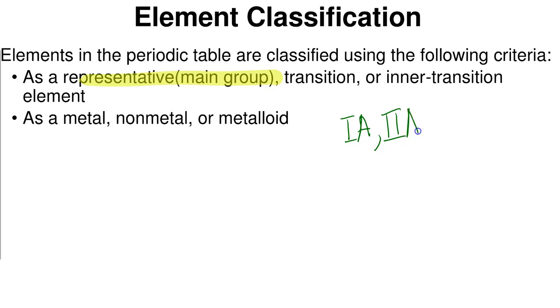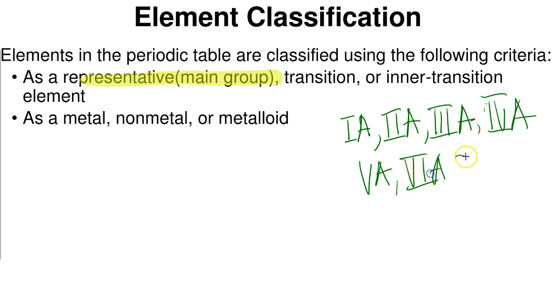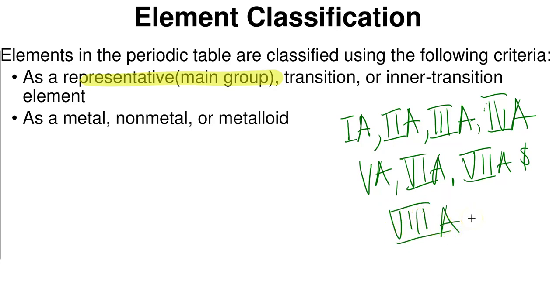Group 2A, 3A, then group 4A, group 5A, group 6A, group 7A, and then group 8A. So those are the main group elements. We'll classify them as transition elements, and the inner transition elements as well. And then we'll take a look at the broader classification that classifies them as metals and non-metals and then metalloids. Alright, heading to the next slide.